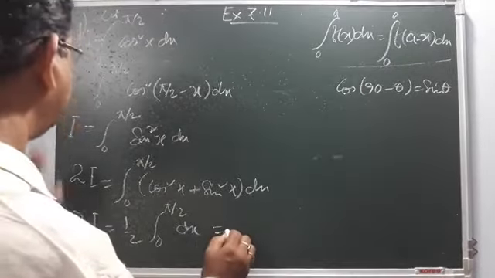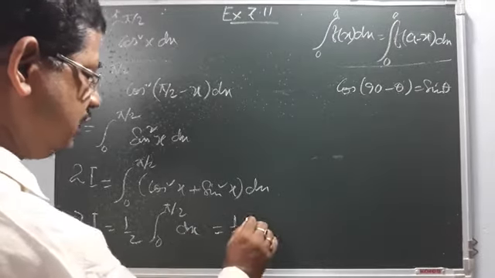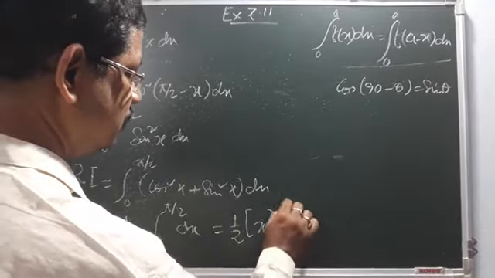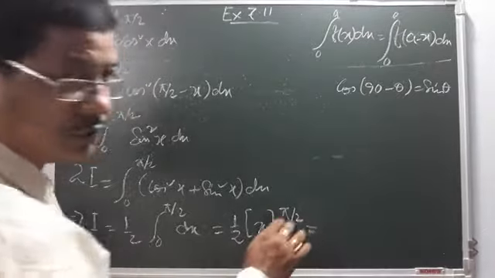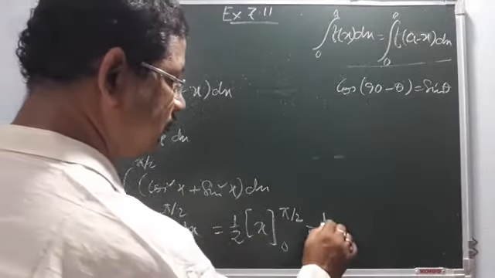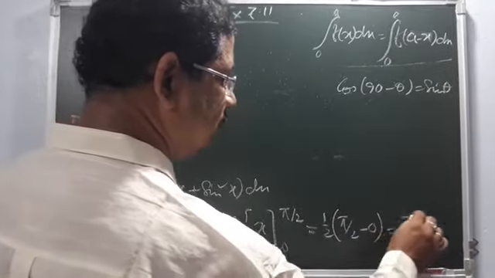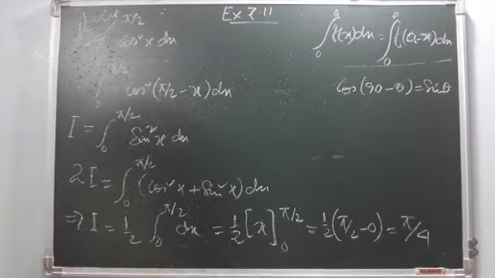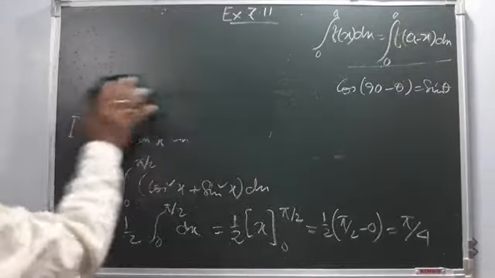So we get I, that is the original integration, is half. Integration of dx is x and our range is 0 to 90. So how to replace x: first by 90, then minus 0, so pi by 4 is the answer of this question. So this is the thing, how to do the sum. So similar type we will do the next sum.